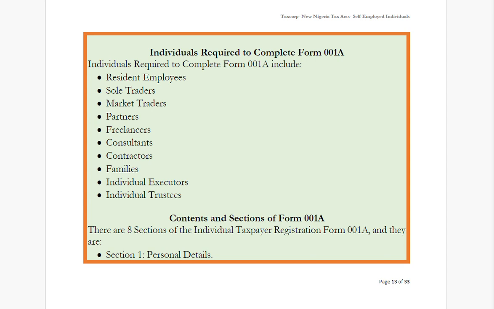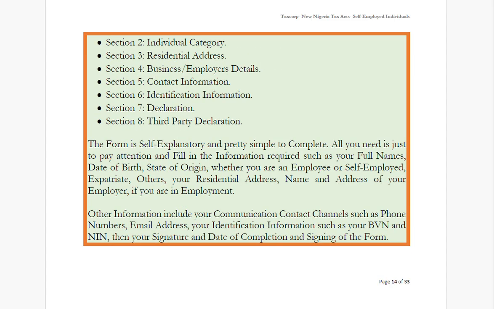Now, what is the content and section of this particular Form 001A? There are 8 sections of the Individual Taxpayer Registration Form 001A, and they are: Section 1 is for personal details. Section 2 is for individual category, whether you're an individual or non-individual. Section 3 is for residential address. Section 4 is for business or employer's details. Section 5 is for contact information. Section 6 is for identification information. Section 7 is for declaration. And Section 8 is for third-party declaration.